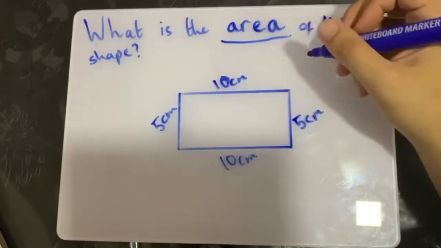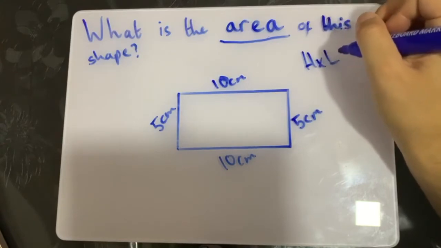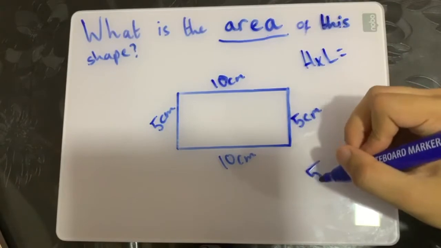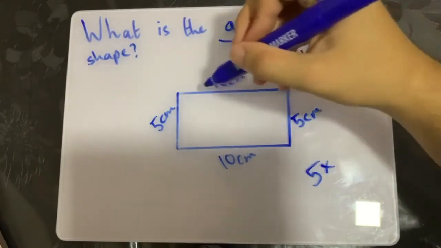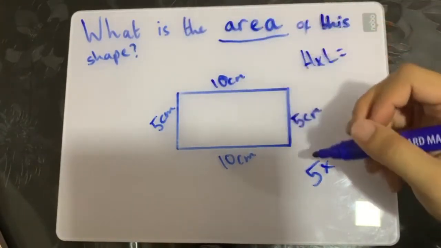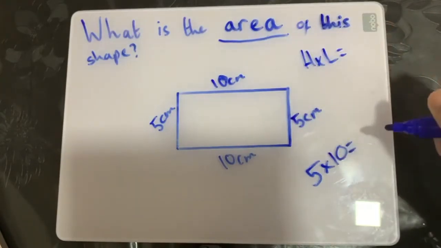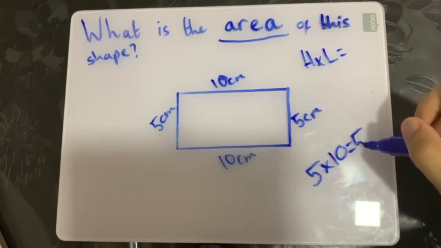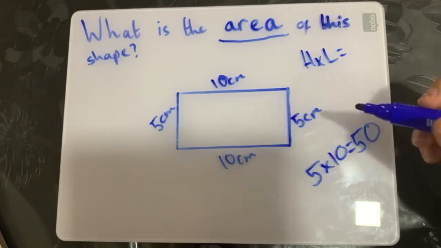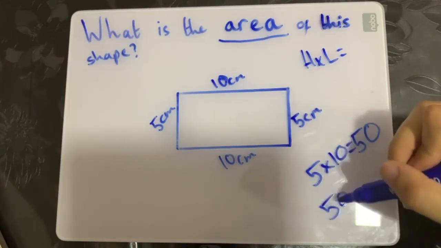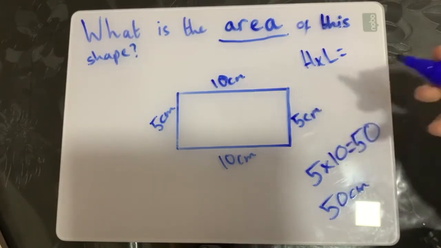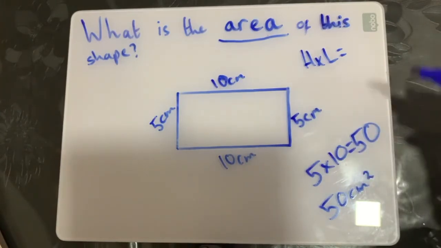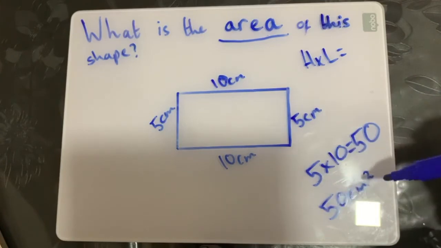So what we need to do again is do the height times the length, which is 5 centimeters, which is the height, times the length, which is 10 centimeters. So if you already know it, then that's good, but 5 times 10 is 50. And if you're finding the area, you need to show it properly, which isn't just 50 centimeters. Again, you need to put the little 2, which means squared.